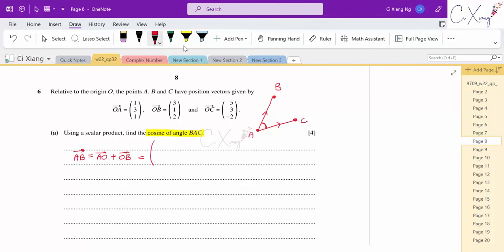where it should be something like OA. OA, so it means that I have to multiply a negative into this vector, -1, -3, and -1, plus OB. So plus OB will be 3, 1, 2. And I'm having 2, -2, and also 1. Of course, we also need to find AC. AC will be AO plus OC. And then from here, we are having -1, -3, and also -1, plus 5, 3, and -2.